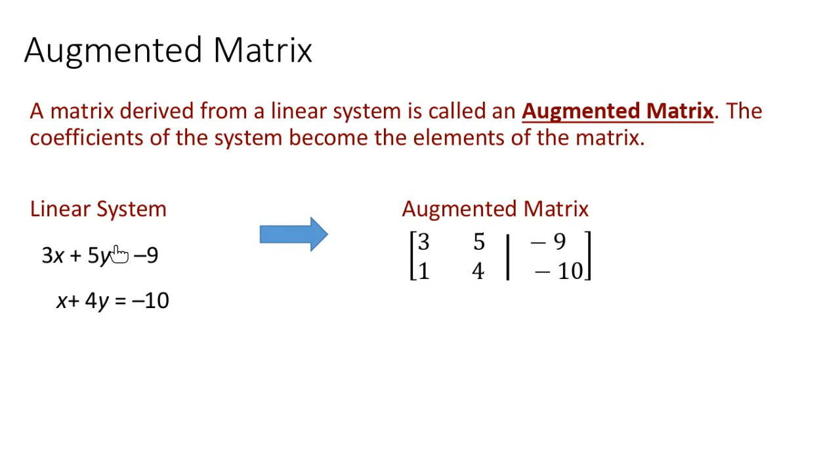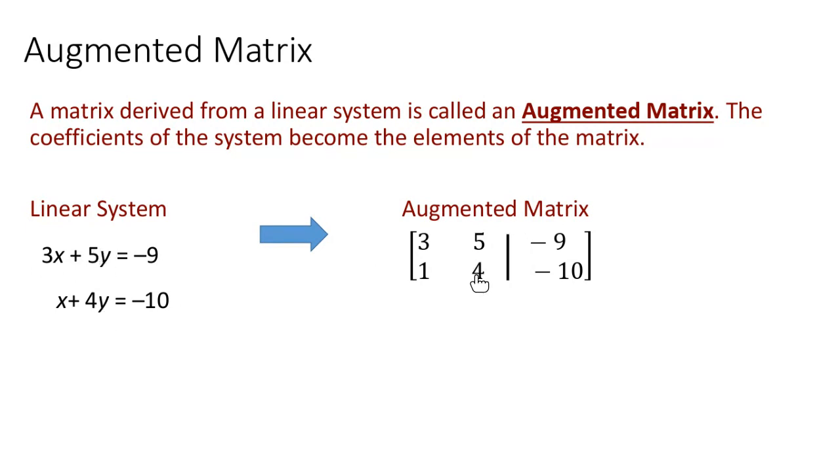If we have this linear system, and we should be familiar with linear systems, we saw these in chapter 7. So we have this linear system that is 3x plus 5y equals -9, x plus 4y equals -10. To convert this linear system into its augmented matrix form, we're only going to take the coefficients. The coefficients of x are 3 and 1. So we have 3 and 1. This is row 1, row 2. The coefficients of the y's are 5 and 4.